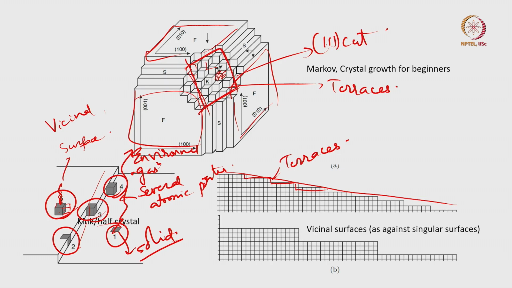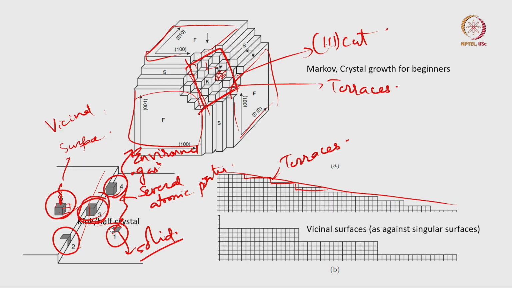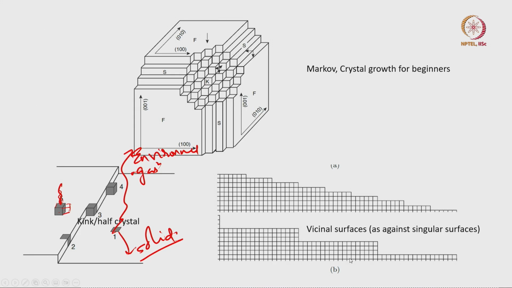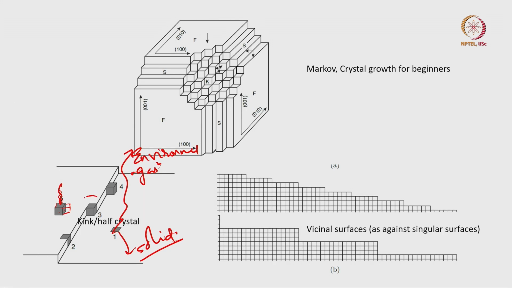If you look at this position called position number 3, this position number 3 is called a kink position or a half crystal position. Let me use an eraser and then erase everything else. Okay. So now this position number 3, I am going into pen. This position number 3 is what is called a half crystal position or a kink position. It is at the kink, at the intersection of two terraces, which is a kink.